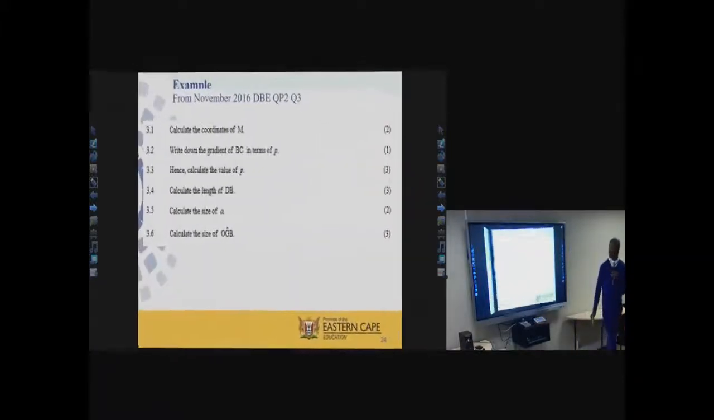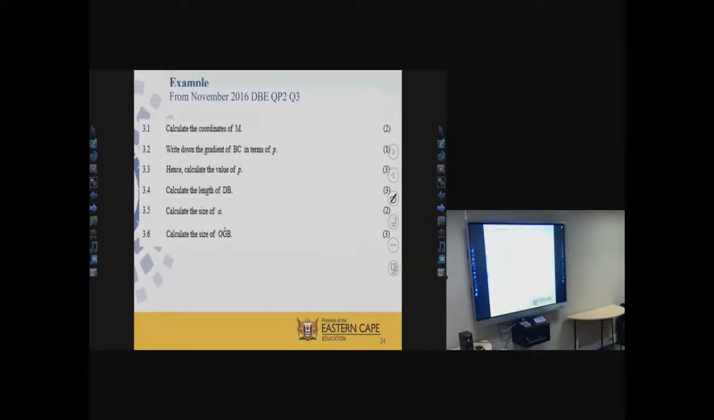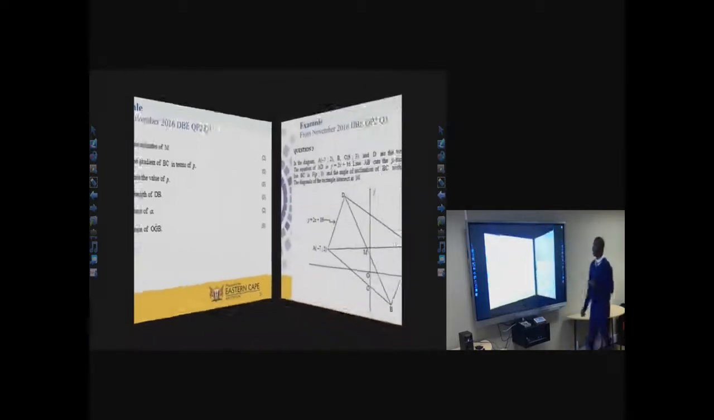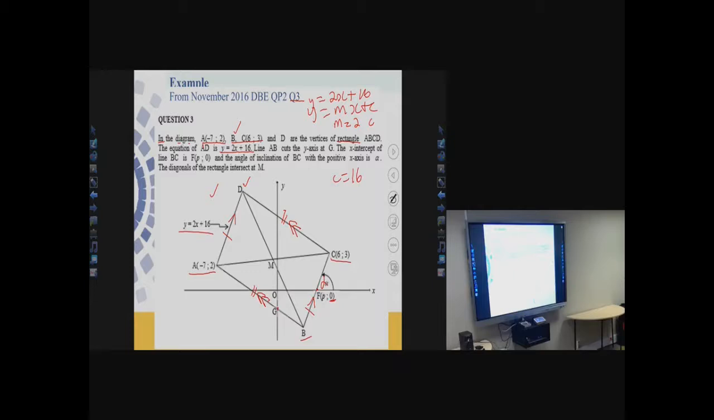Let's look at the questions now. Calculate the coordinates of M. First question, calculate the coordinates of M. I'm sure now you can see you are calculating the coordinates of M. Keep that one in mind. And then when you calculate the coordinates of M, you look at what is M. M is the midpoint of AC.